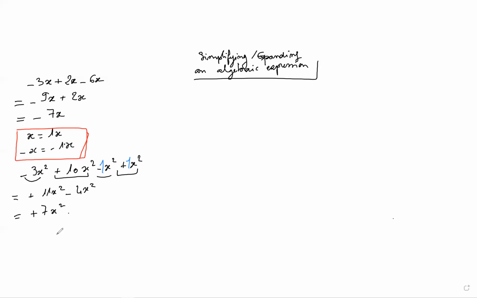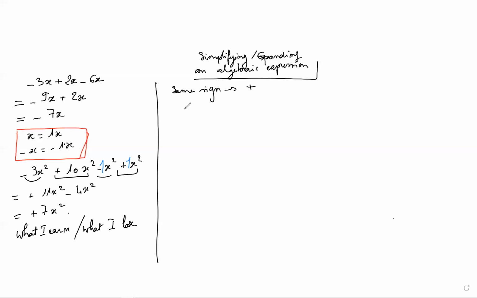And so this is about additions. When you have addition, an addition is what I win or what I earn versus what I lose. When you have a multiplication, the rule is same sign, you get a plus, and opposite signs, you get a minus.